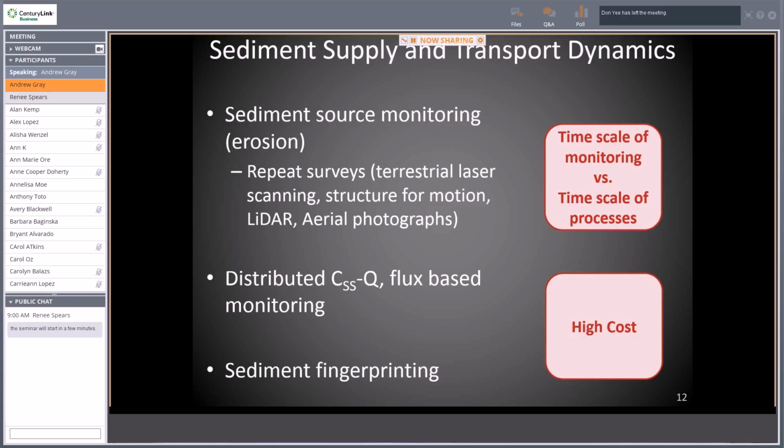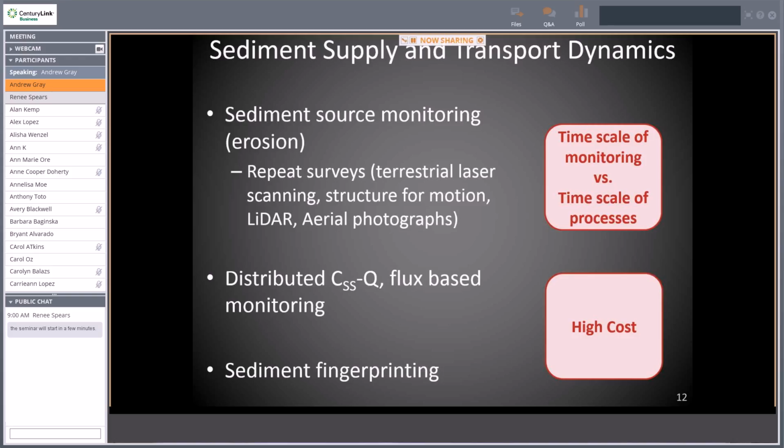And really, if we want to refine our approaches to understanding where sediment's coming from, it's greatly aided if we can actually go in and try to get after the sediment sources themselves, so erosion monitoring. There have been major advances in some of the techniques that are available for repeat surveys to look at erosion development over time, including terrestrial laser scanning, structure from motion, primarily off of drone platforms, LiDAR, airborne laser scanning, and aerial photographs.